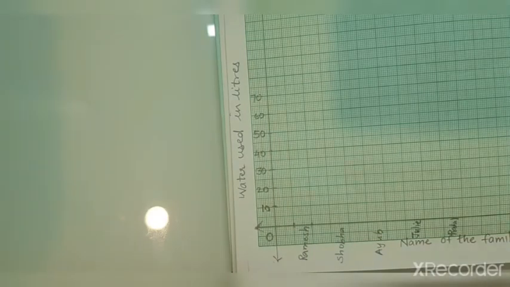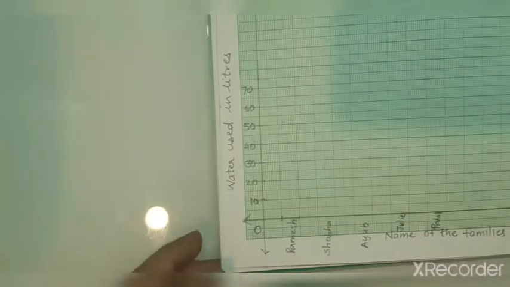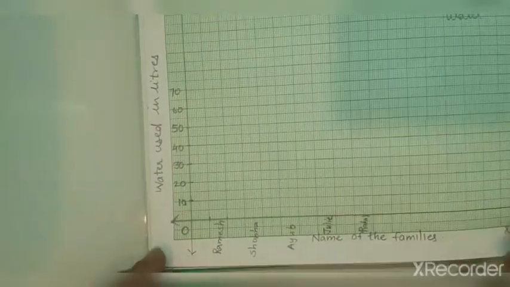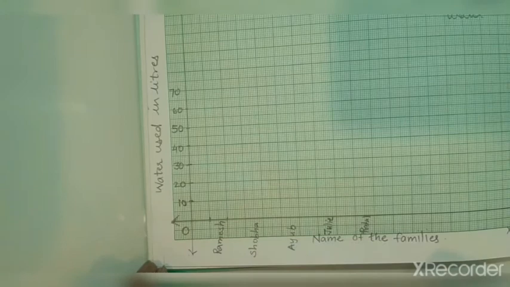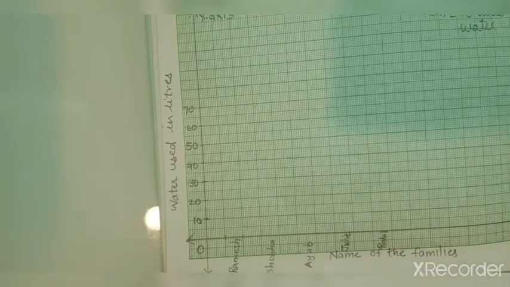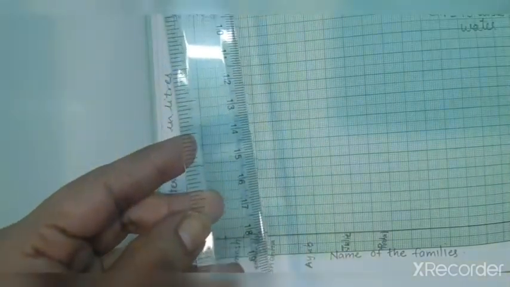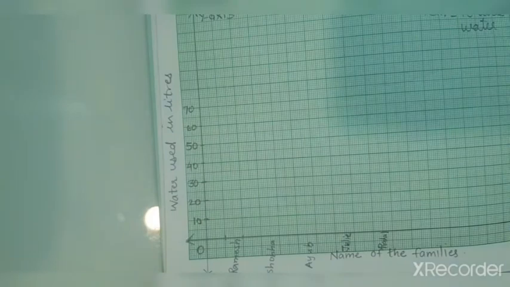Is it clear? Once we have done everything, we are done with all the other work. Now the last step is to make the bars. For making the bars we need the scale. So first, for Ramesh, it is 30 liters.